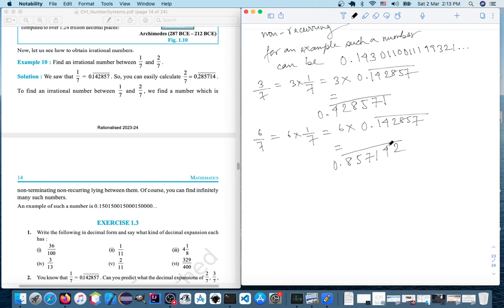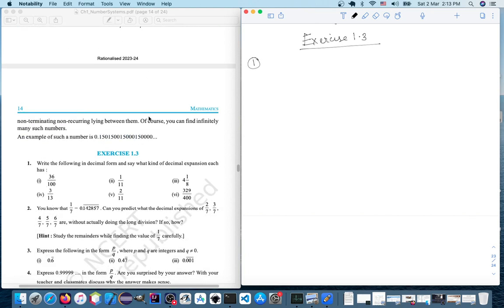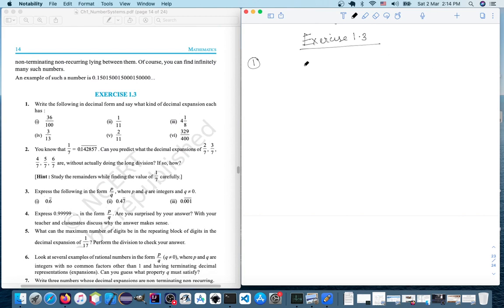Now, let's do the exercise problems. The question says, write the following in decimal form and say what kind of decimal expansion each has. We are given some rational numbers. We have to find the decimal expansion, and from it say whether it is terminating or non-terminating recurring.